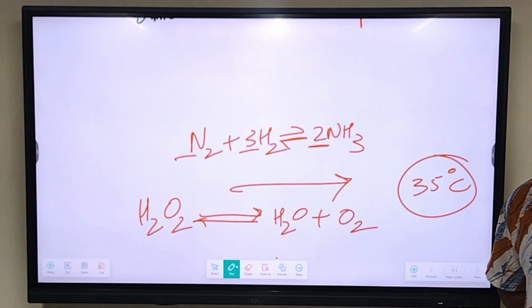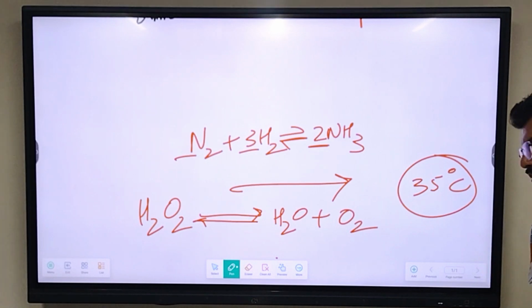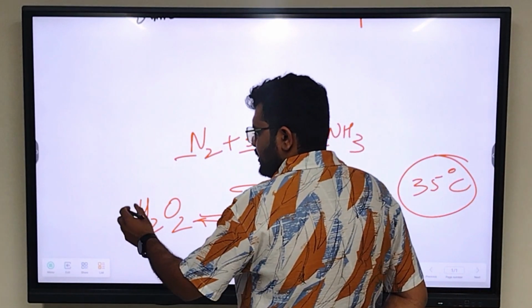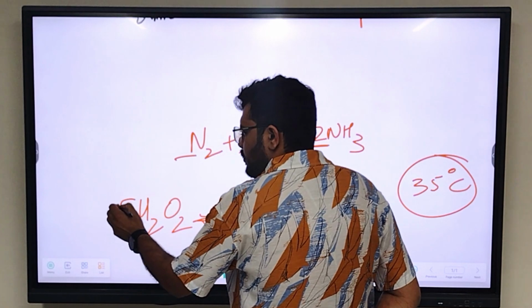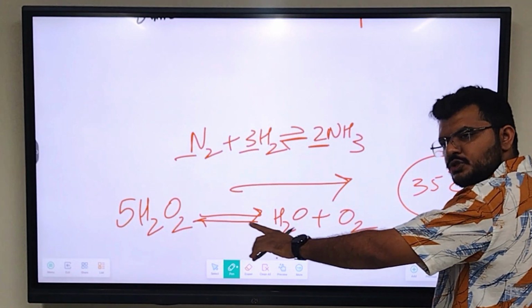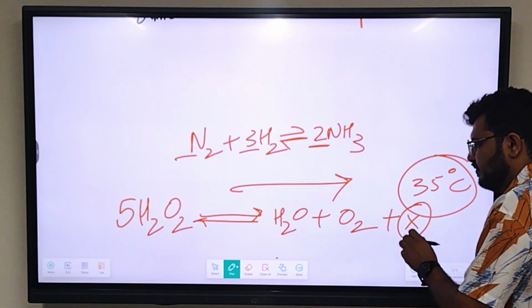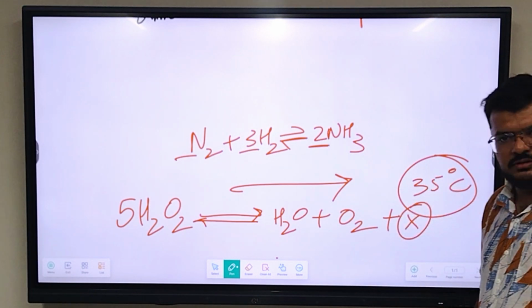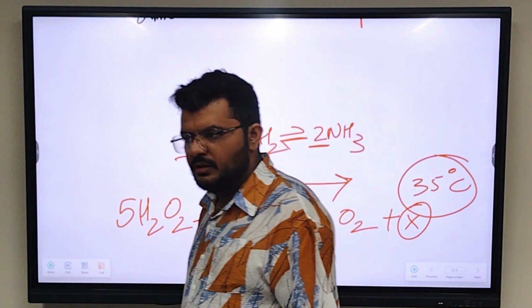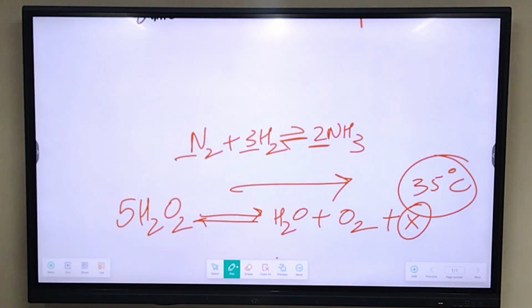To the left, because of moles. Okay, let's say the equilibrium was like this: 5H2O2 giving H2O plus O2 plus some product X which balances the whole reaction. Then if you increase the pressure, what will happen? You shift to the right. But we don't know that H2O is a liquid.